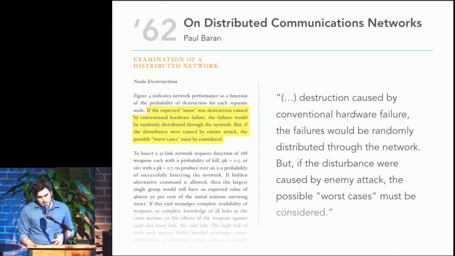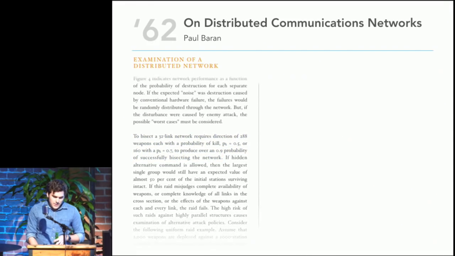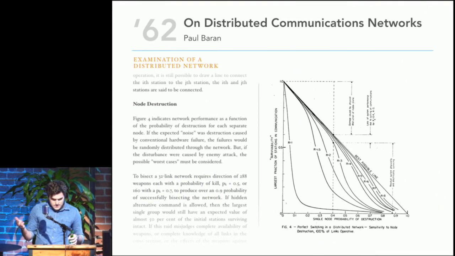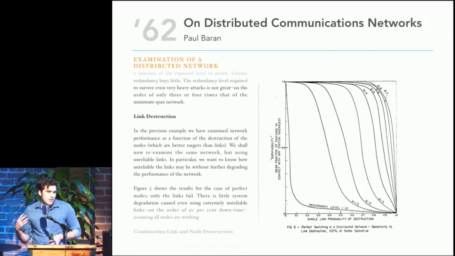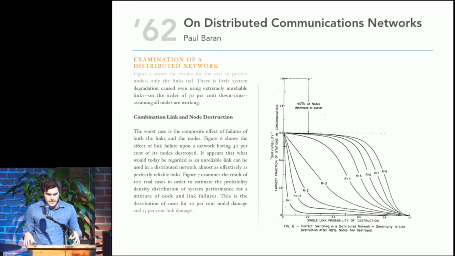And so the first half of the paper is effectively doing a simulation as to what the probability is of a network partition if you attack it. This is great because he estimates 288 weapons with a probability of kill. Then he goes on to test the sensitivity of the model to node destruction, then link destruction. Then he does a combination of both link and node destruction. And like, this is literally the most pessimistic paper I have ever read.